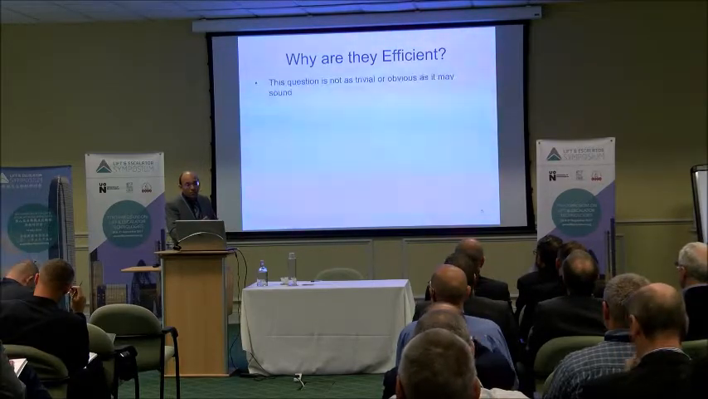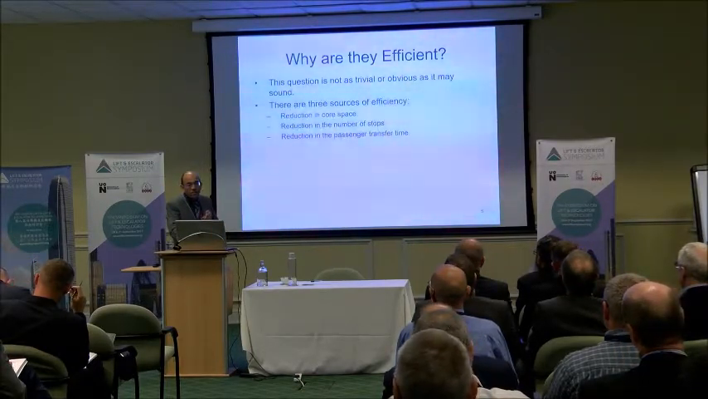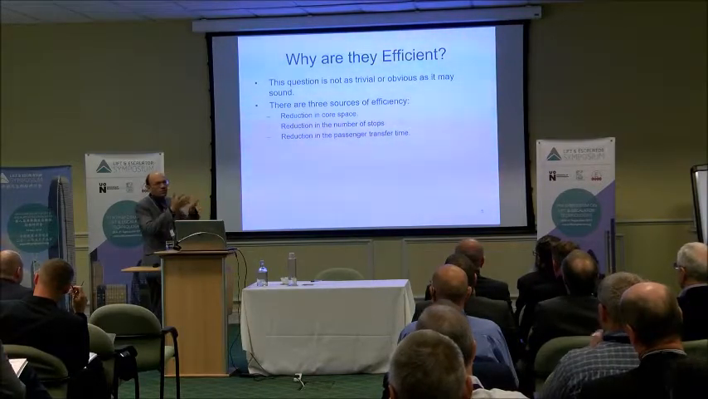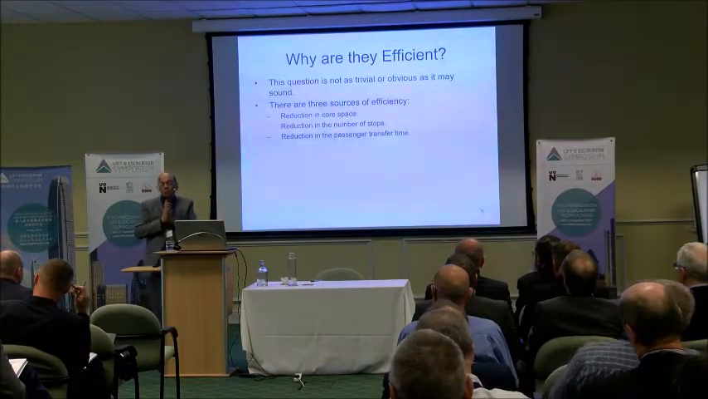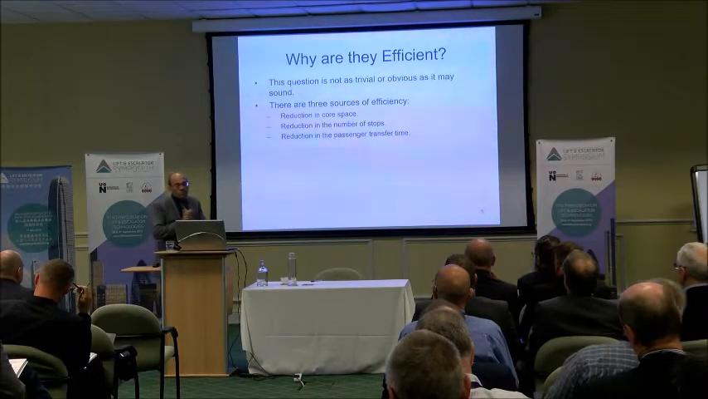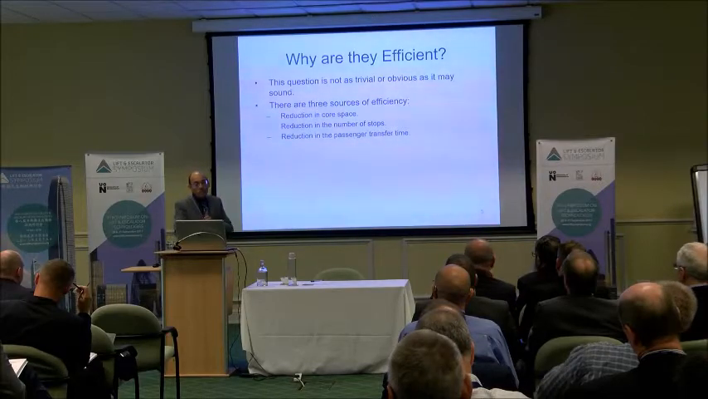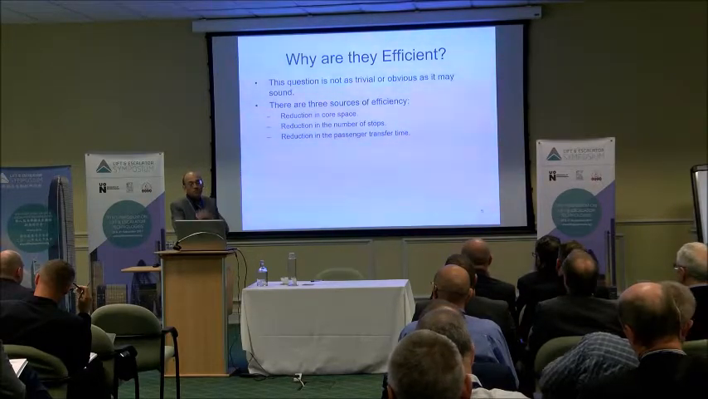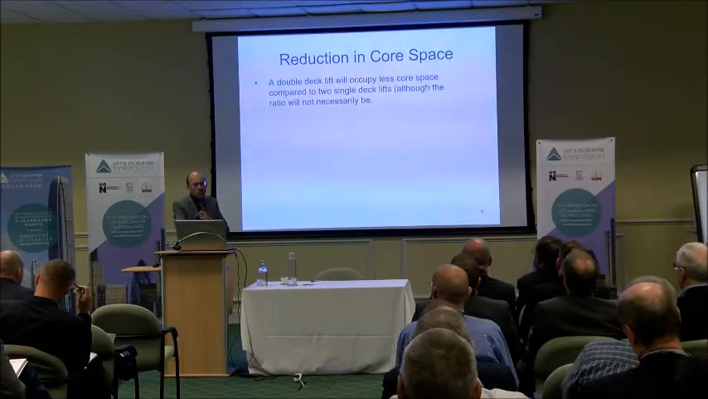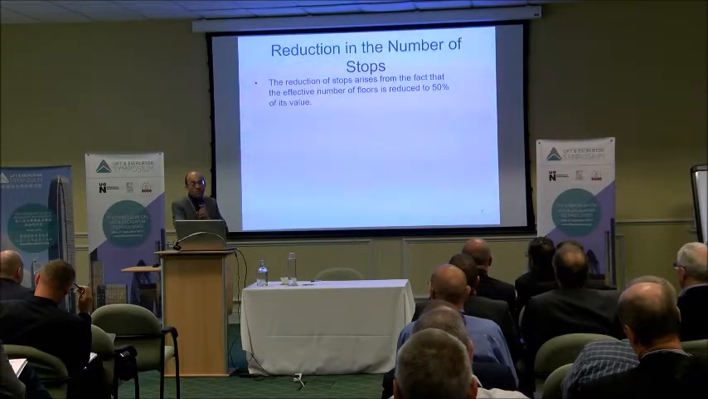So the sources of efficiency is reduction in core space, and I think that's the biggest driver. And that's why, obviously, multi and so on we're trying to reduce core space. That's really the net lettable area, and that's what the developer understands. So core space. Then you have the number of stops, and I think that's the second factor. And the third one is the passenger transfer time. So the reduction in core space is obvious. Reduction in the number of stops.